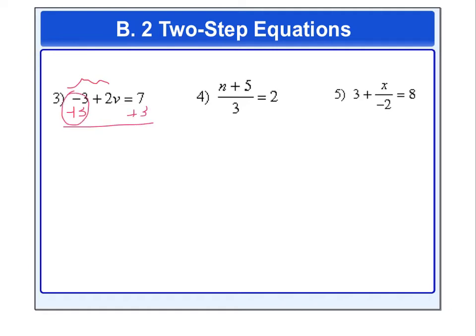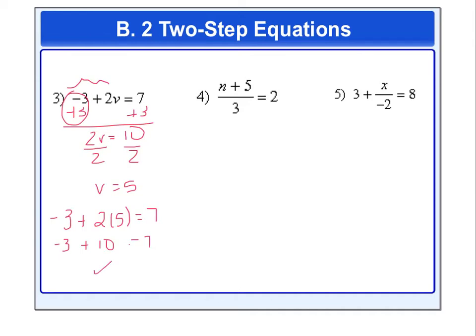So we're left with 2v equals 10. We'll divide both sides by 2, and v equals 5. Checking our work, negative 3 plus 2 times 5 equals 7. Negative 3 plus 10 does equal 7.